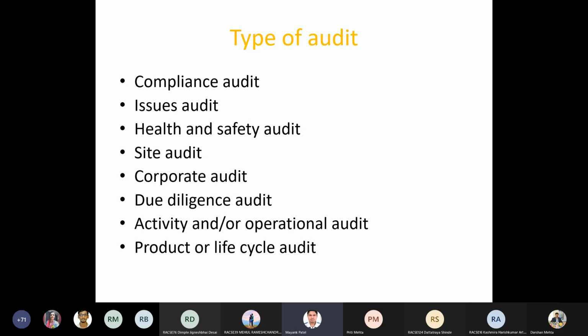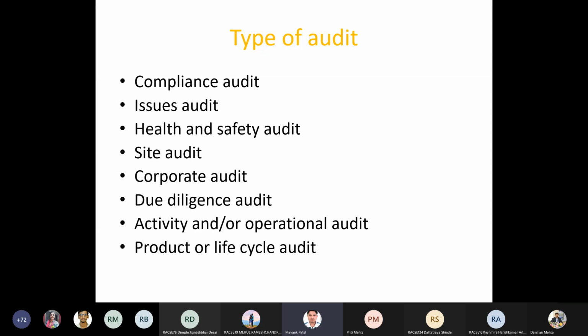Then activity and or operational audit, an assessment of activities that may cross company departments or units, energy or waste management, you can say. Then product or life cycle audit, that is also termed as cradle to grave assessment, right? So it is the analysis of the environmental impact of a product throughout all stages of its design, production, use, disposal, including its reuse and recycling. Right, so that is known as product or life cycle audit.